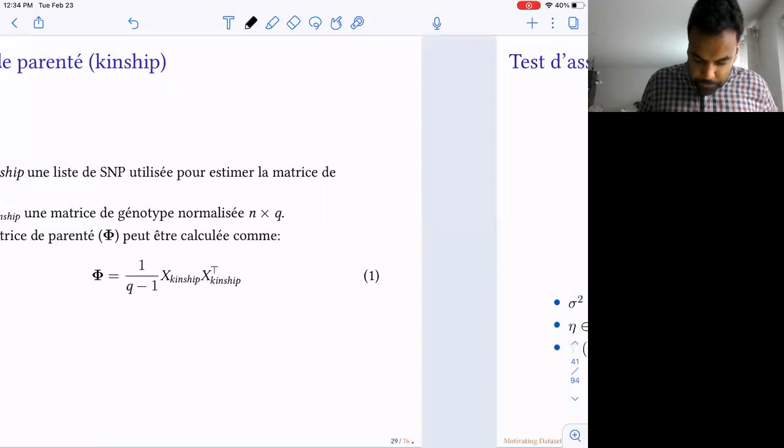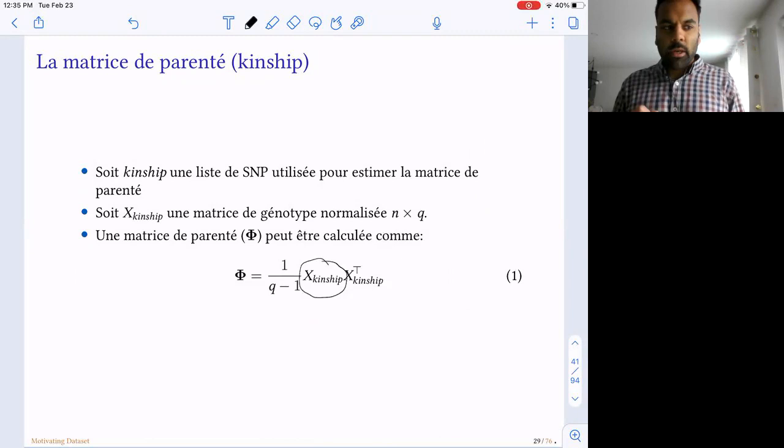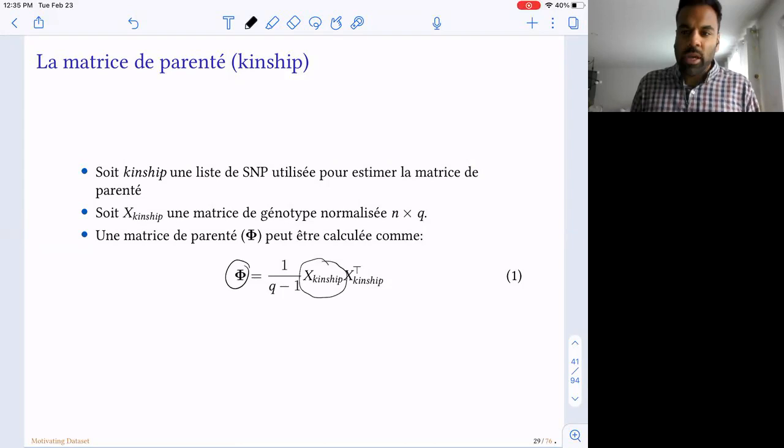Sorry, I didn't specify here, but what I mean by X kinship is that there's a lot of work that's gone into figuring out what set of SNPs you can use to calculate the kinship matrix. So X kinship is a select set of genotypes used in the calculation of the kinship matrix, which I denote here by phi. I don't go into too much detail. In the method that I'm going to propose, I assume that we're given this phi matrix, but a lot of work has gone into figuring out how to even calculate it. For the purpose of this talk, I assume that this is known.